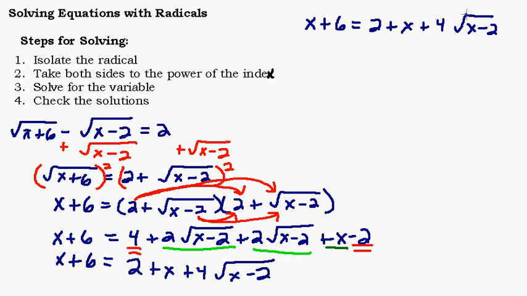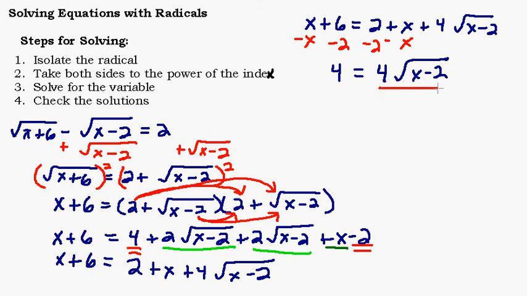So now we want to isolate this square root of x minus 2. Okay, let's do that. Let's get rid of this x, so we'll minus x from both sides. Oh, look at that. My x's are going to cancel out. That's going to make life a little easier. That doesn't always happen. I've got to get rid of this 2, so I'm minus 2 from both sides. On the left-hand side, I have a 4. And on the right-hand side, I've got 4 square root x minus 2. So I want to get rid of this 4. I'm trying to isolate the radical. This is 4 times the radical, so to get rid of it, I have to divide by 4. And now I have 1 equals the square root of x minus 2.